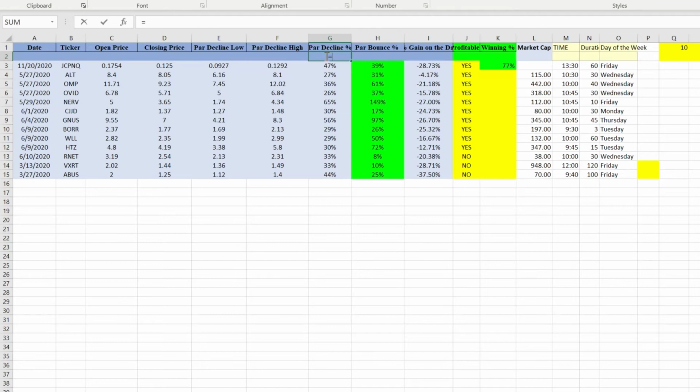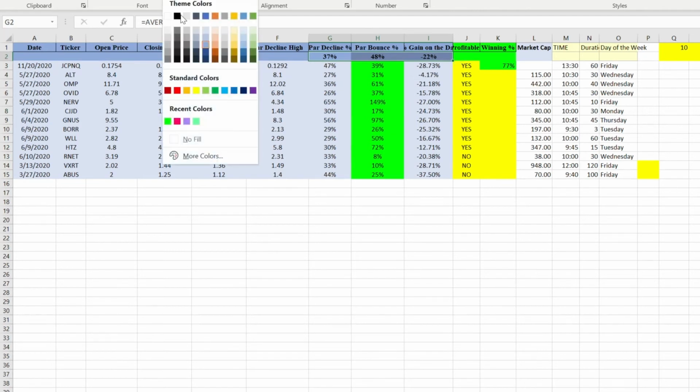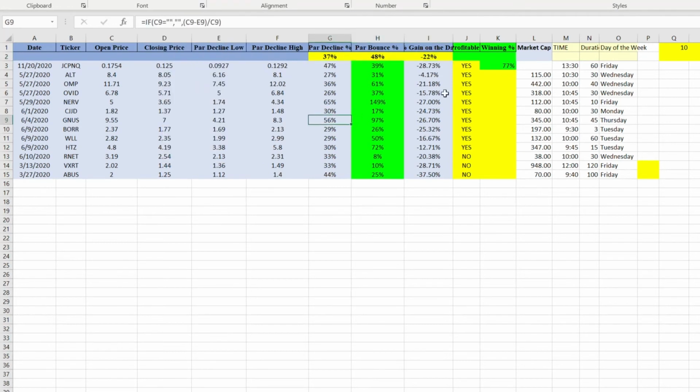So you're gonna put equals average, and you need the average of all of these numbers. So you're gonna put G3 through G, let's say 100, right? So you got your decline, and then you can kind of drag it along here. And make sure you make them stand out. Well, this is kind of ugly. Just make them yellow.